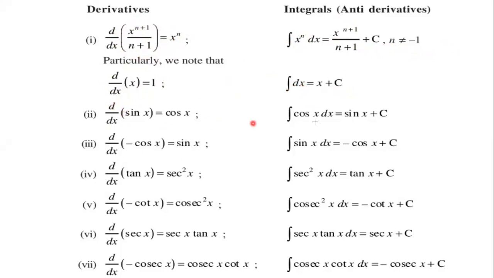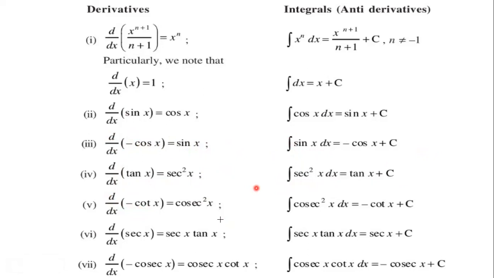Derivative of sine x, this example we have just seen, and derivative of negative cos x. Why are we taking negative? Because we know the derivative of cos x is negative sine x. We do not want a negative sign in the formula, so we multiplied both sides by negative 1. So the derivative of negative cos x is equal to sine x. That means integration of sine x is equal to negative cos x, right? Derivative of tan x is sec square x, so integration of sec square x is tan x.